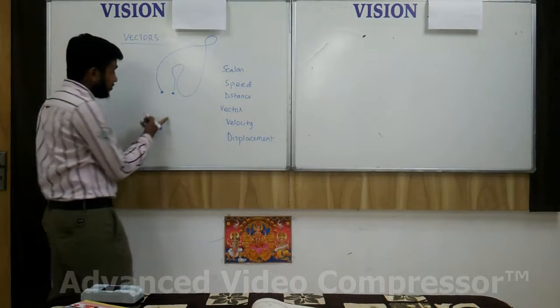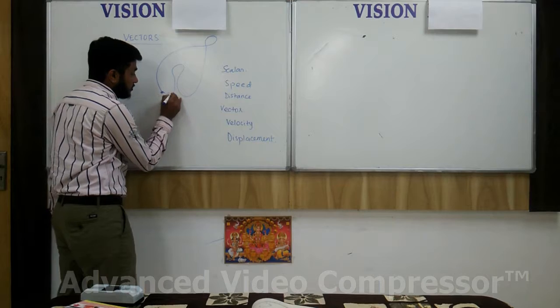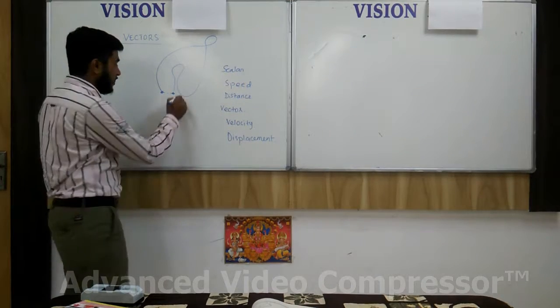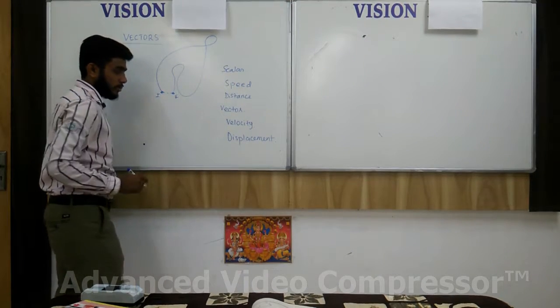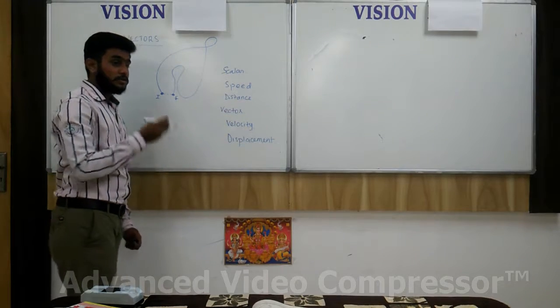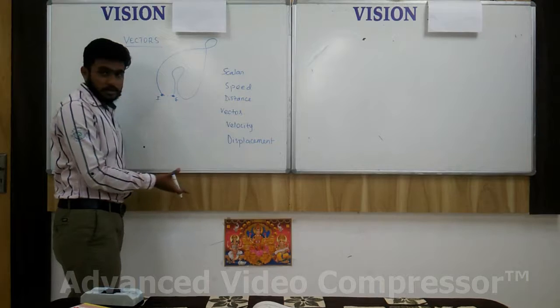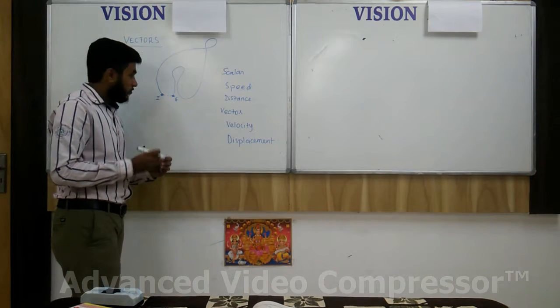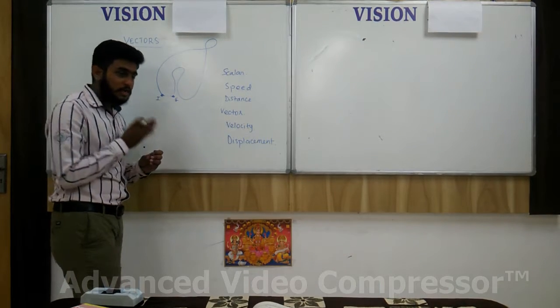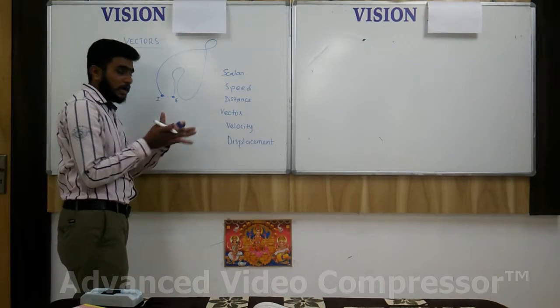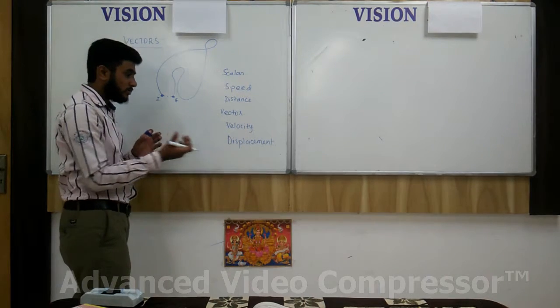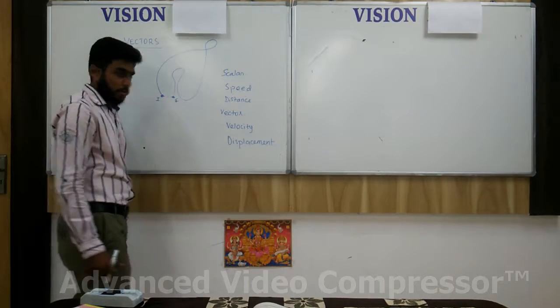Here displacement is the shortest distance between these points. This is the final point, this is the initial point. The word displacement is self-explanatory: the displacement of the body from its initial position in the direction of the final position. That is called the displacement, and it's the shortest path between those two points.